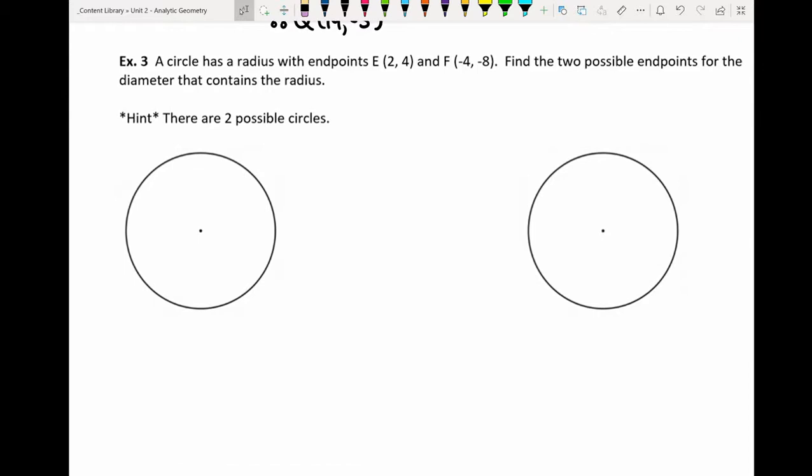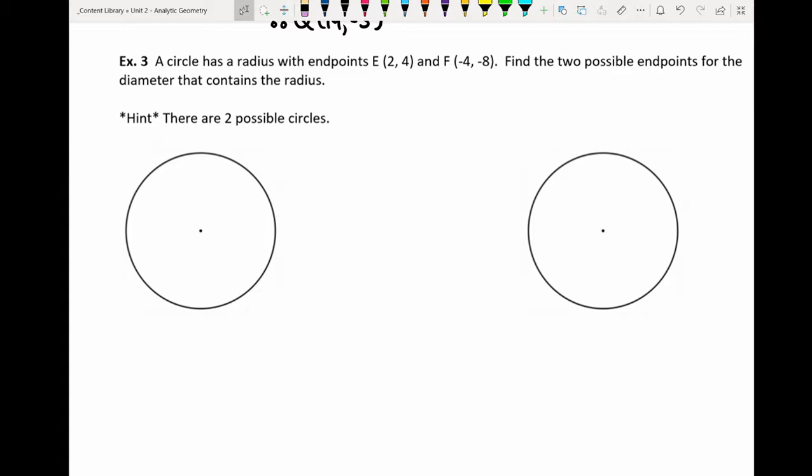In example 3, it says a circle has a radius with endpoints E (2, 4) and F (-4, -8). Find the two possible endpoints for the diameter that contains that radius. And then there's a hint: there are two possible circles.